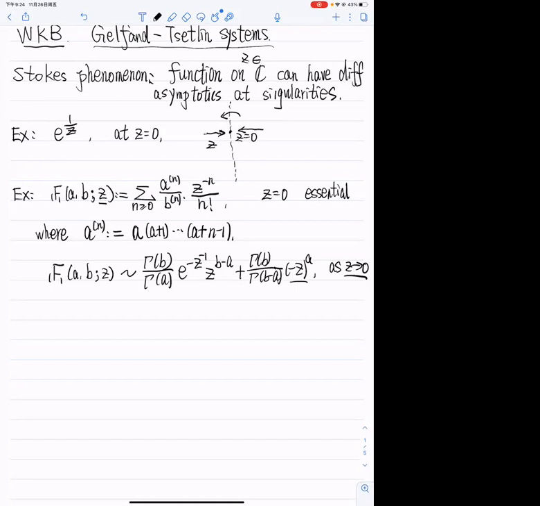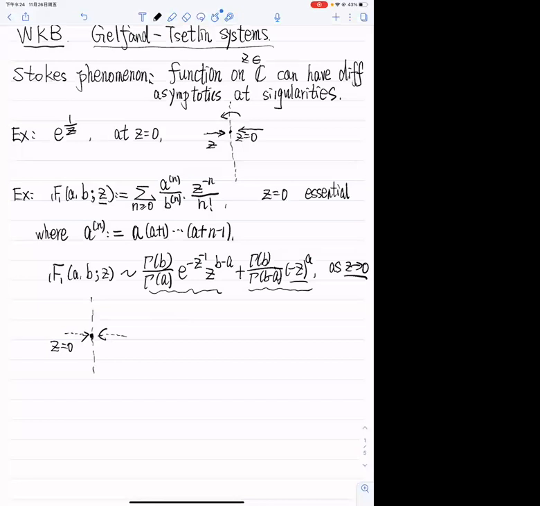If we look at this expression, we find that, just as before, at z equal to 0, this function has a singularity. If we let z approach 0 from the left half plane, then the first term grows exponentially, so the first term dominates. If we let z go to 0 from the right half plane, then the first term decays exponentially, while the second is a polynomial growth, so the second term dominates. The second term wins on the right half plane.